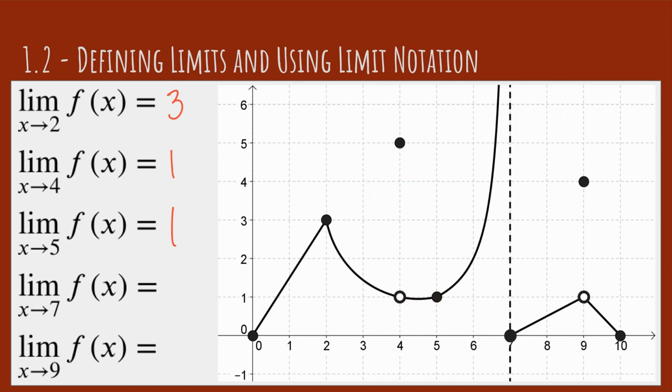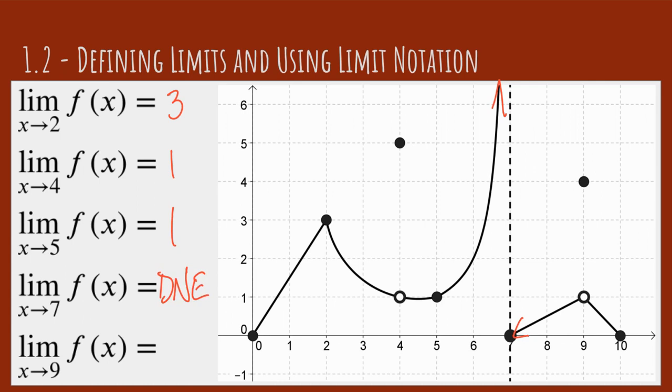7 is kind of a tricky one. So as we approach 7 from the left, notice we have this vertical asymptote here. The function is actually approaching infinity on the left side. On the right side, on the other hand, the value of the function is approaching 0. And so we're going to say this limit does not exist, and we'll use DNE to abbreviate that. And I'm going to talk about that one in a little bit more detail and talk about a little bit more notation that we're going to use with problems like that.